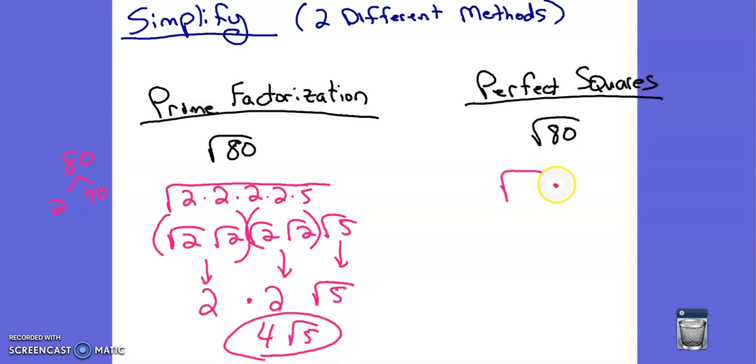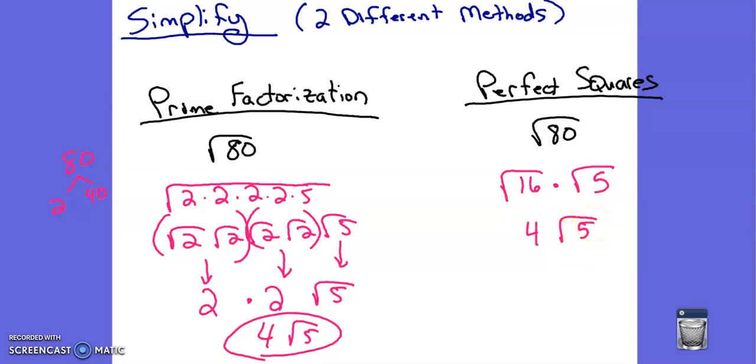Perfect squares, again, you think of your perfect squares. What times what is 80, but one of them has to be perfect? Well, I would go with 16 times 5. So 16 times 5 is 80, and the square root of 16 is 4.